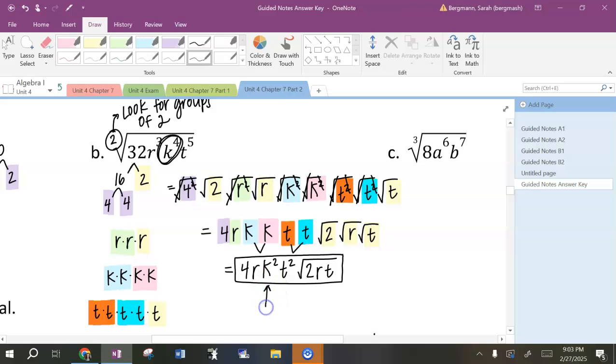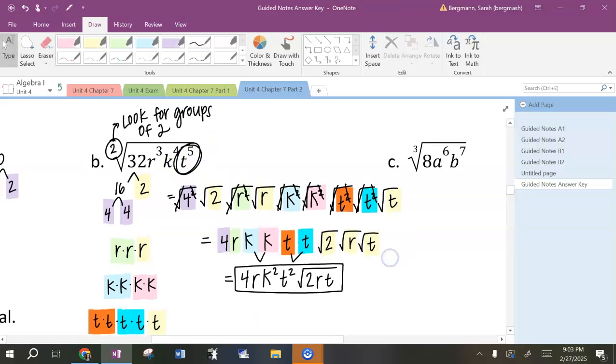You can make 2 groups of 2. So on the outside, I have k squared. There's no leftovers. That's why there's no k under the root. Last but not least, with t to the 5th, how many groups of 2 can you make out of 5 t's? You can make 2 groups of 2, and there's 1 t left over.